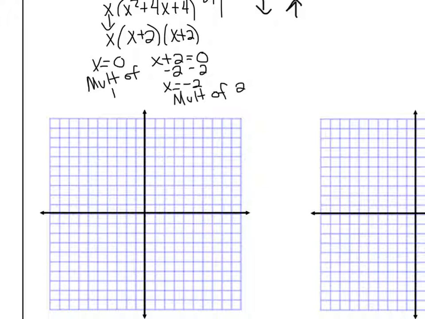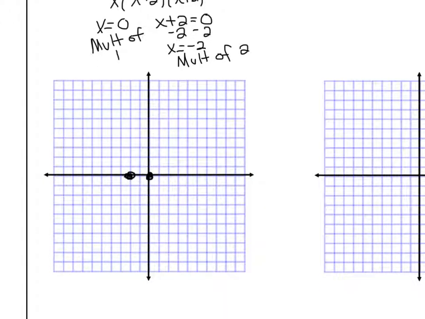So I'm going to put dots at 0 and at negative 2. And now we start with our curves. Well, I know that my graph is down on the left, so here's down on the left, and I know here it curves because that's where the multiplicity of 2 is.